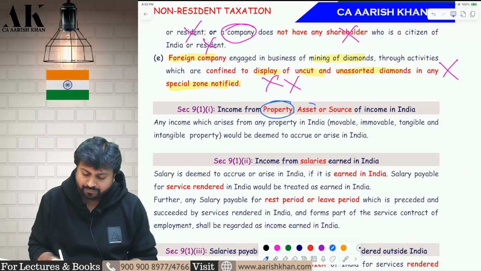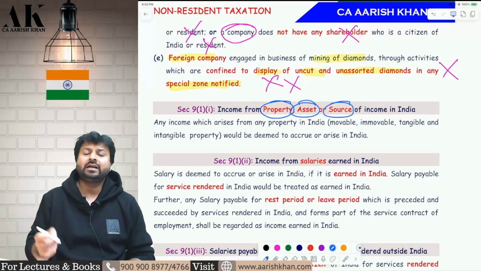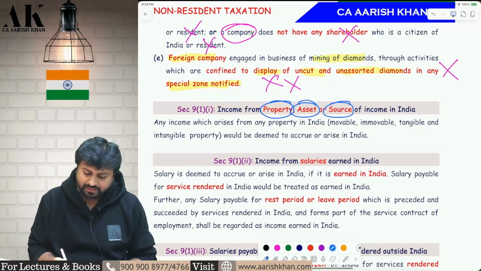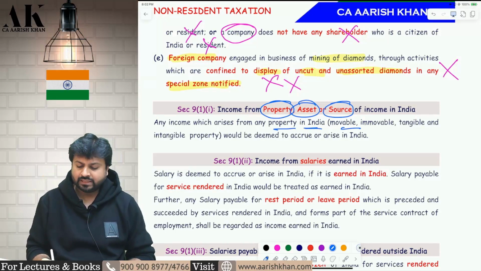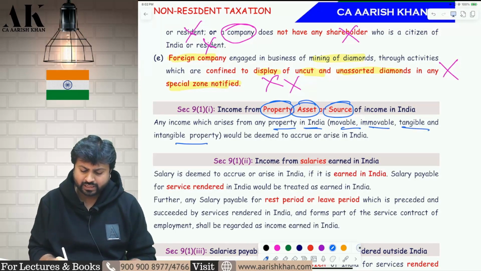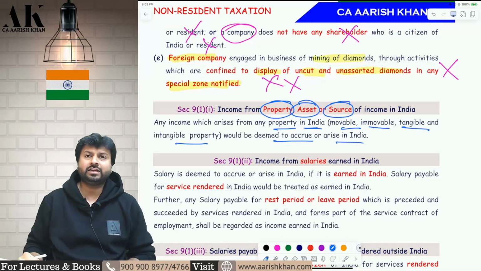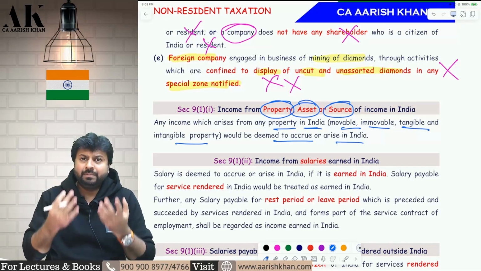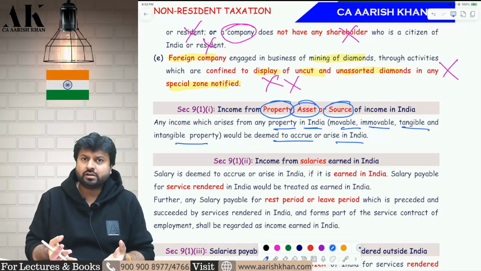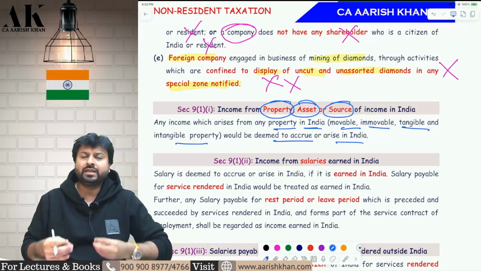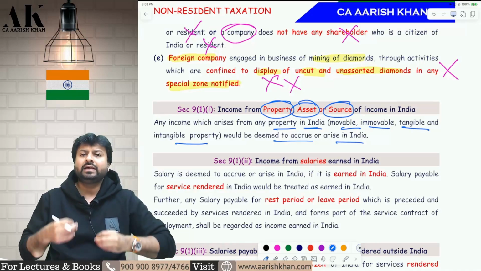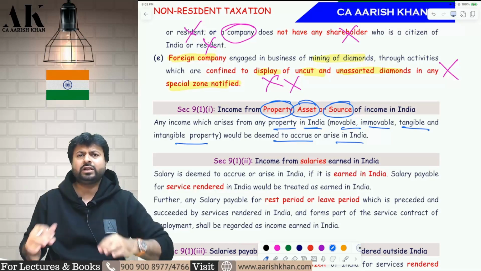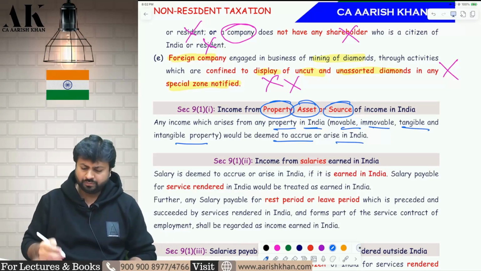When will the income from property, asset or source be taxable in India? When it is deemed to accrue in India, when the movable, immovable, tangible property is located in India. When the land is located in India, the building is located in India, the debentures are of an Indian company, the bonds are of an Indian company, or the lottery is of the Indian government or an Indian state government, then it is deemed to accrue in India, and you have to pay tax on that.